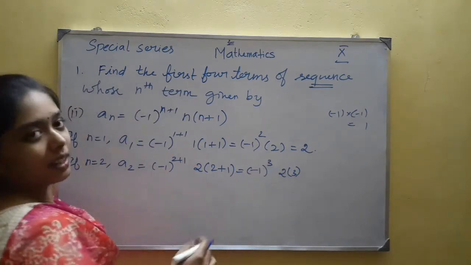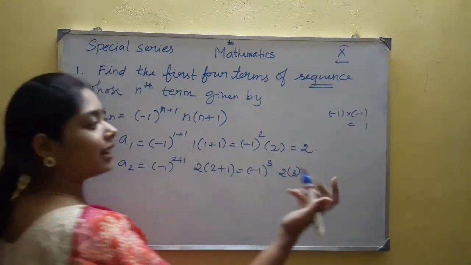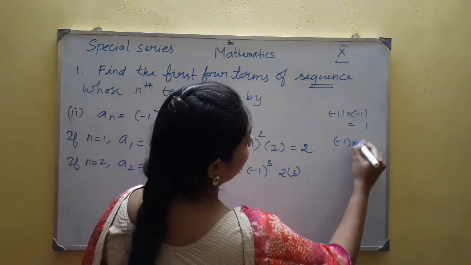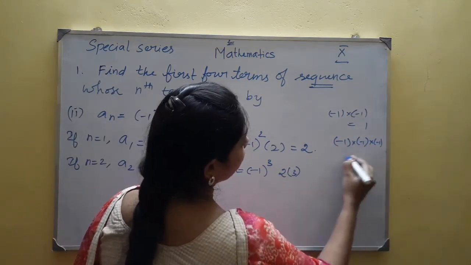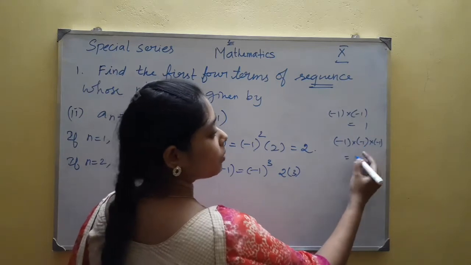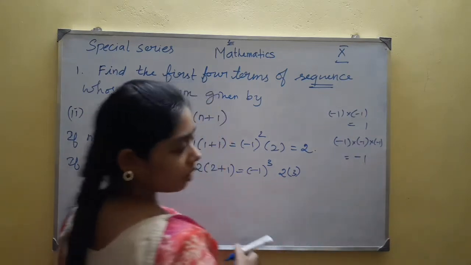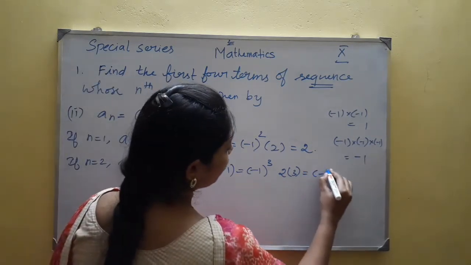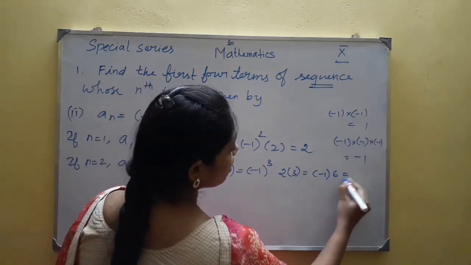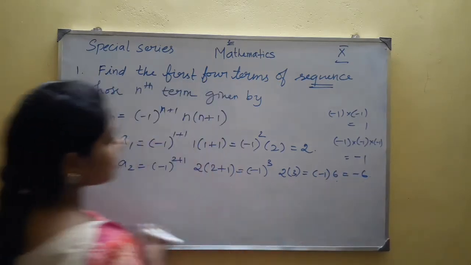Minus 1 power 3. That means multiply minus 1 three times. Minus 1 into minus 1 into minus 1. Minus into minus is plus, plus into minus is minus. 1 ones are 1. So here you will get minus 1, 2 3s are 6. So minus 1 into 6, minus 6.